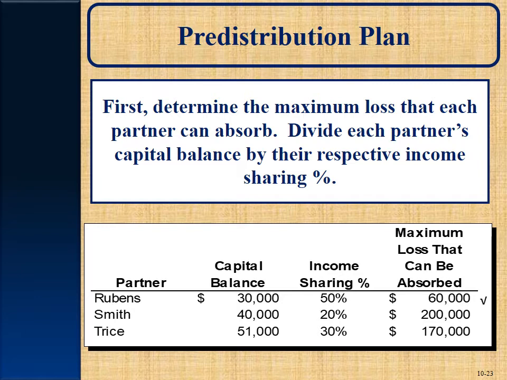So the maximum loss that Rubens can absorb is 60,000, 30,000 divided by 50%. Smith can absorb 200,000, 40,000 divided by his income sharing percentage of 20%. And Trice can absorb a maximum loss into his capital account of 170,000. Now when we're saying that, we're saying a partnership loss, because that's how much of a percentage they take on.